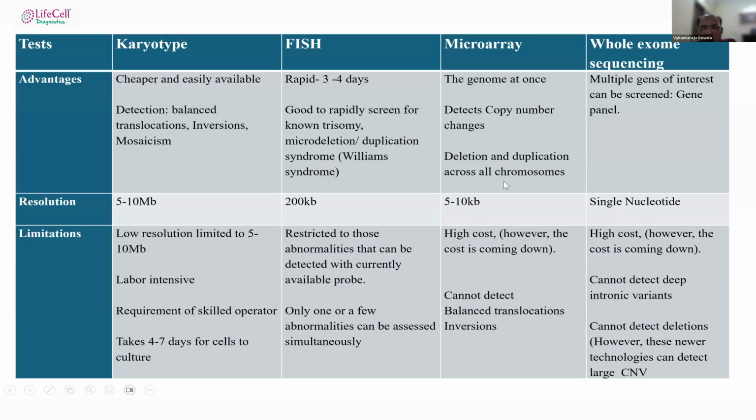This is a test given in most cases. I will not go into details. Karyotyping still has a role, especially if you are thinking of translocations. That is the main role. And the FISH test, especially if you know the disorder you are thinking of, like Williams syndrome or Prader-Willi syndrome, we can go directly.